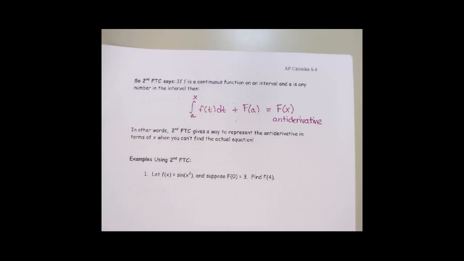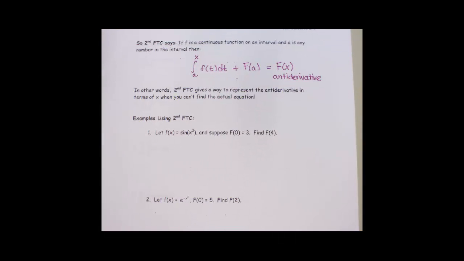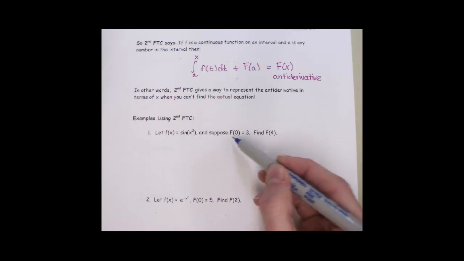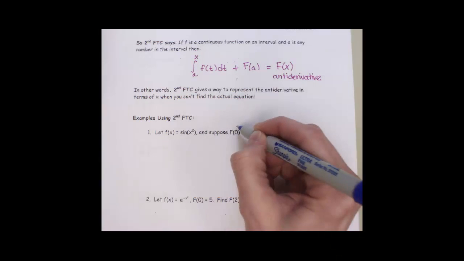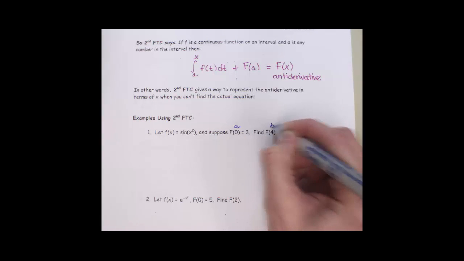And this is going to be really handy when you're given an equation where you can't find the antiderivative using a known formula. So let's go back to our sine of x squared. And they're telling us that F of 0 equals 3. Find F of 4. So because 0 is less than 4, 0 is our a, and 4 is our b.